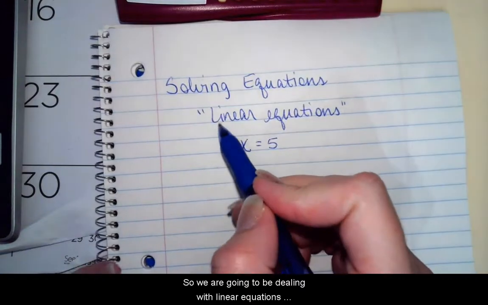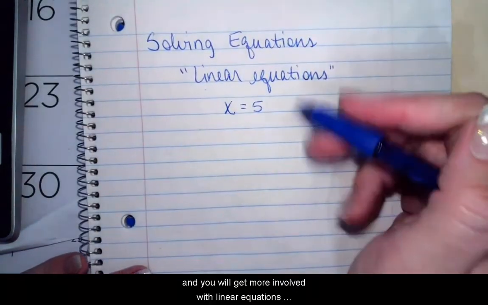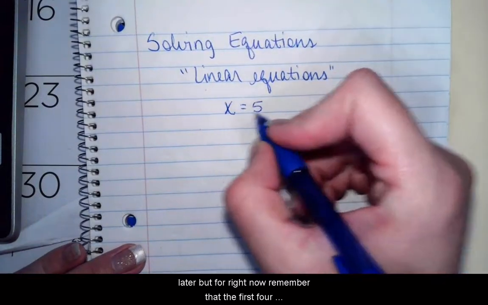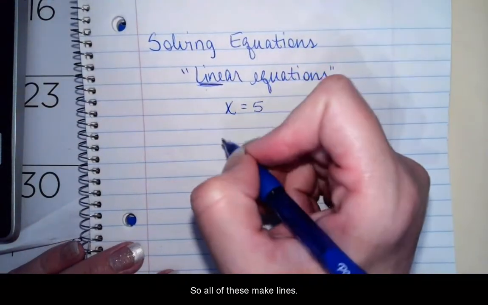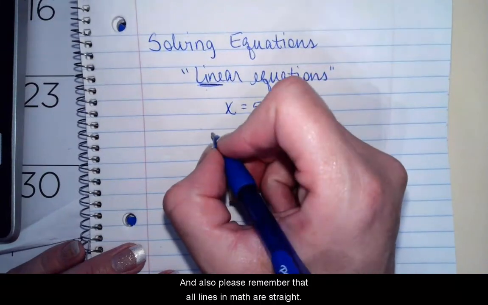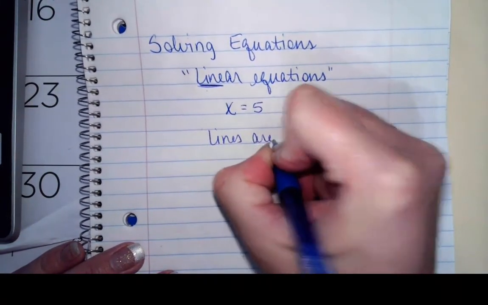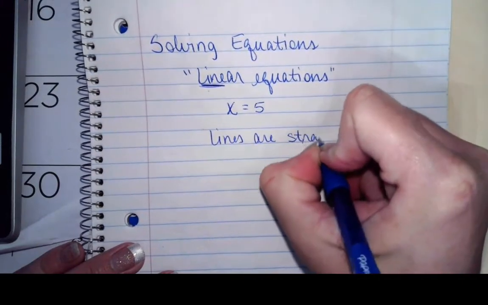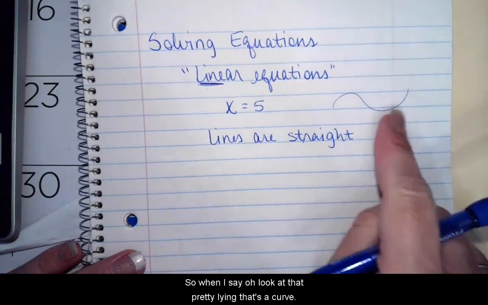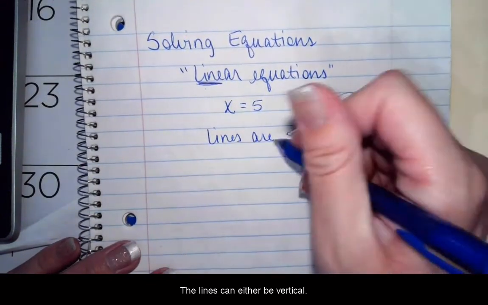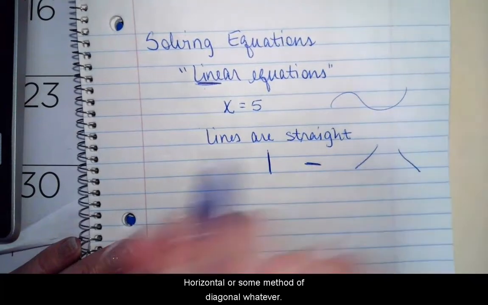So we are going to be dealing with linear equations, and you will get more involved with linear equations later, but for right now, remember that the first 4 letters spell line. So all of these make lines. And also please remember that all lines in math are straight. So when I say, oh, look at that pretty line, that's a curve. So lines can either be vertical, horizontal, or some method of diagonal, whatever.